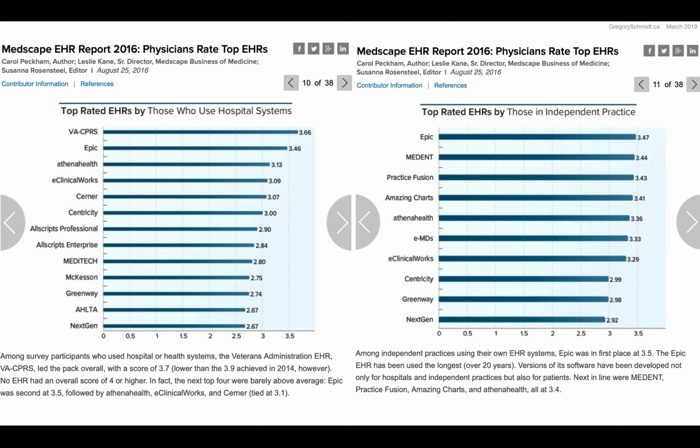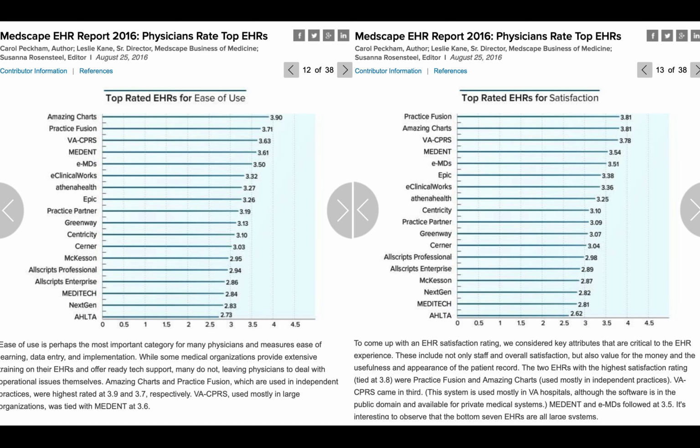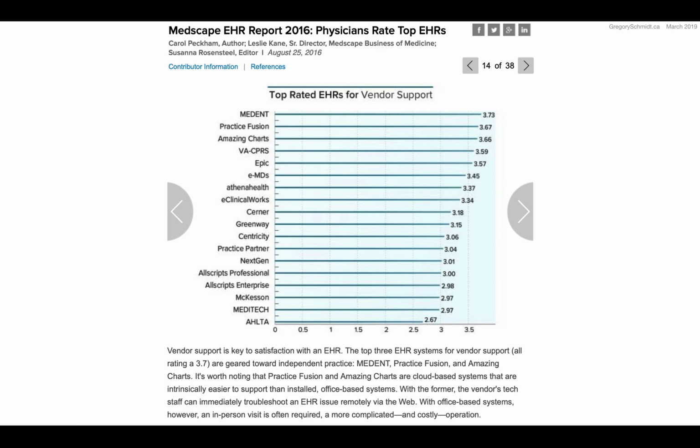If we look at what the top-rated EHR by hospital use systems is, we see again that the VA system comes out on top. If we look at the top-rated EHR by independent practice, it's Epic. If we look at the top-rated EHR for ease of use, we see Amazing Charts and Practice Fusion having spots 1 and 2 for both ease of use as well as satisfaction, and then the VA system coming out in number 3. If we look at satisfaction for vendor support, Bedent ranks the number 1.